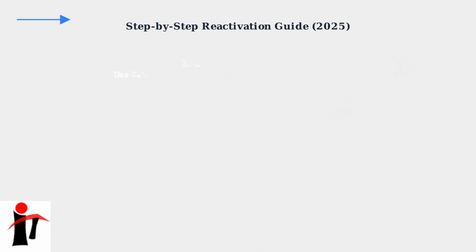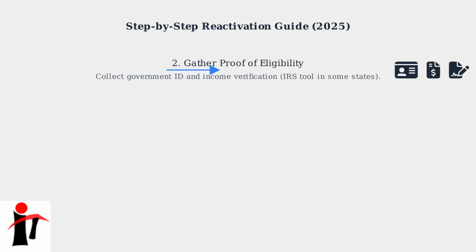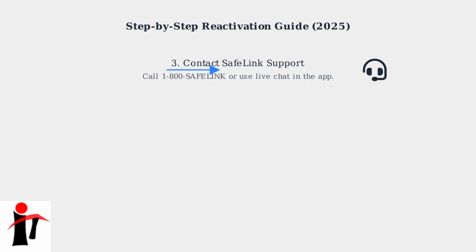Here's how to reactivate your SafeLink service. First, check your account status on the SafeLink app or website to understand why your service was suspended. Next, gather proof of eligibility like a government ID or income verification using the IRS data retrieval tool in some states. Contact SafeLink support at 1-800-SafeLink or use the live chat feature in the app.